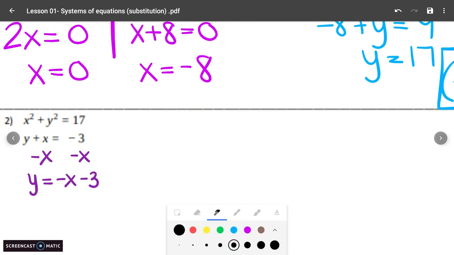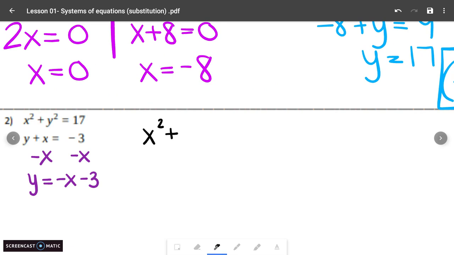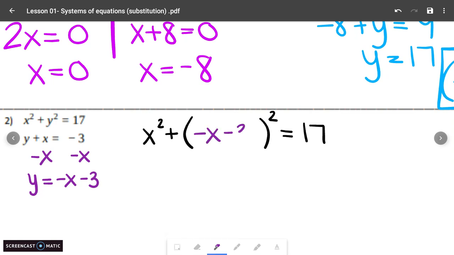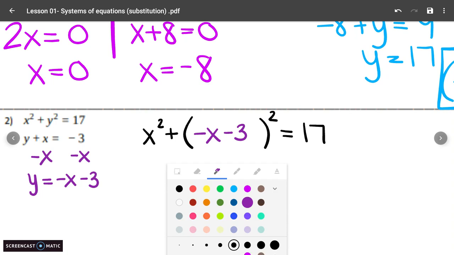So if I had x squared plus, now this whole thing is where I'm going to plug into. So notice I'm keeping the whole shape intact, but I'm plugging in for y. So now I'm going to plug that negative x minus 3 in. Because now if you look at it, I'm down to one letter to solve for. The whole point of this is if I have one letter to solve for at a time, it's something we know how to do.